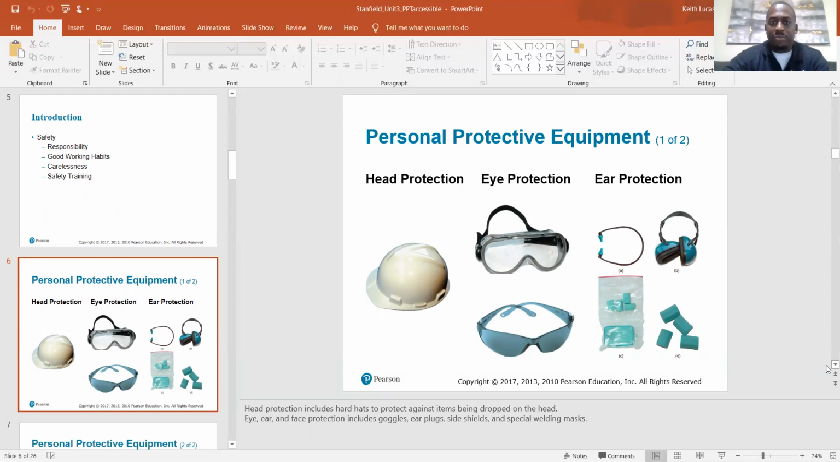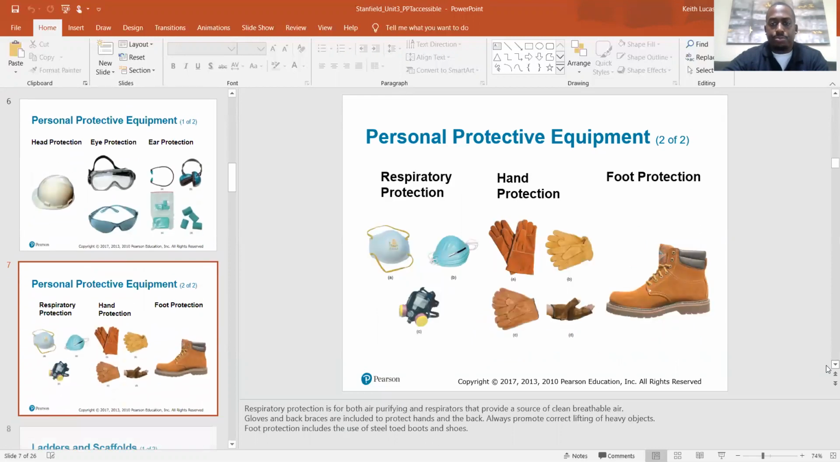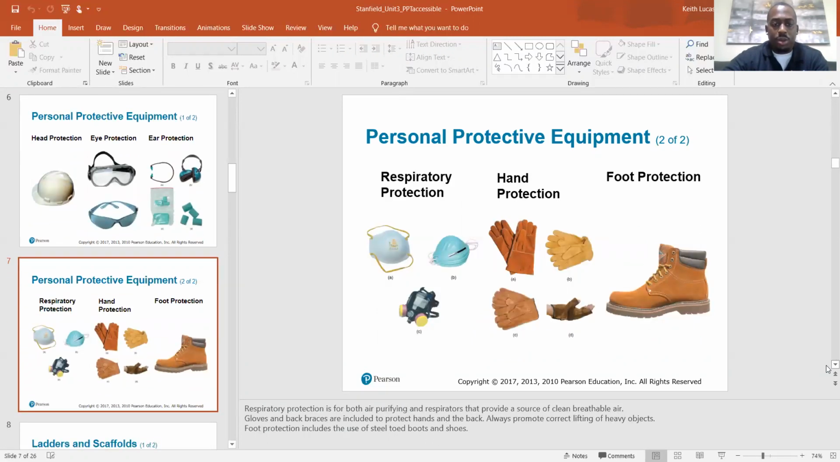PPE, or personal protective equipment. Head protection includes hard hats to protect against items being dropped on the head. Eye, ear, and face protection includes goggles, earplugs, side shields, and special welding masks. Respiratory protection is for both air purifying respirators and respirators that provide a source of clean, breathable air. Gloves and back braces are included to protect hands and the back. Always promote correct lifting of heavy objects. Foot protection includes the use of steel-toed boots and shoes.